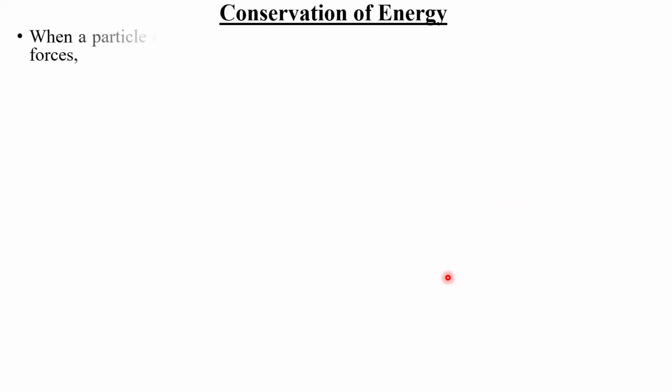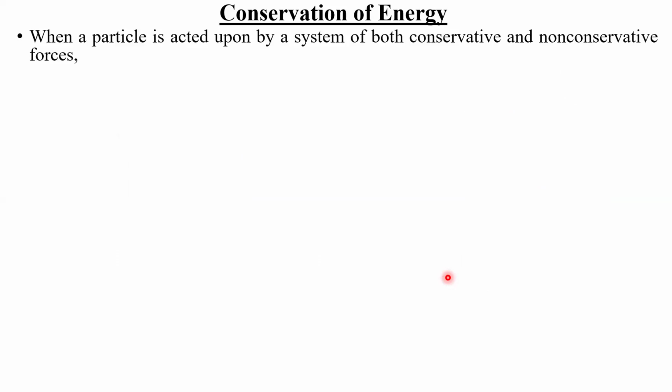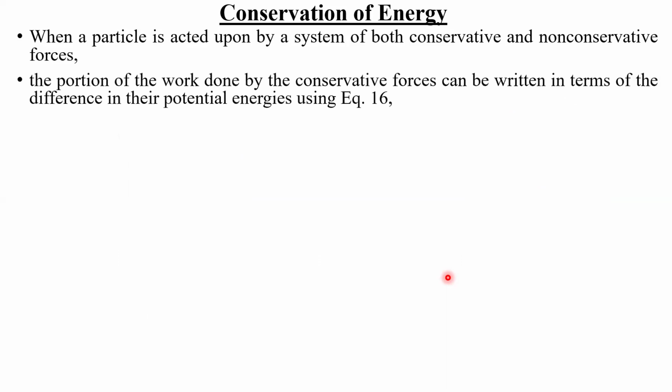Conservation of energy. When a particle is acted upon by a system of both conservative and non-conservative forces, the portion of the work done by the conservative force can be written in terms of the difference between their potential energies. Work from 1 to 2 conservative is V1 minus V2.